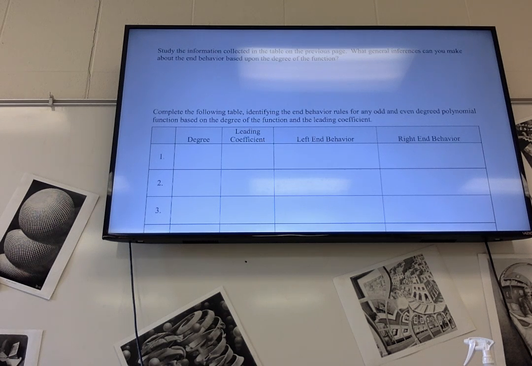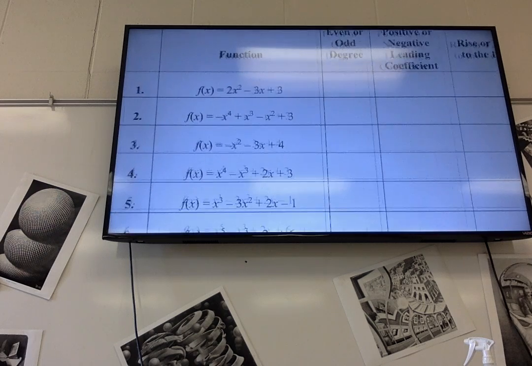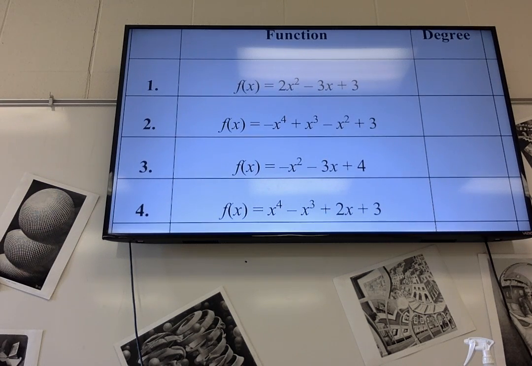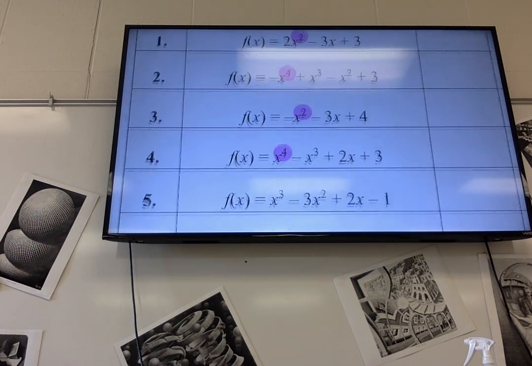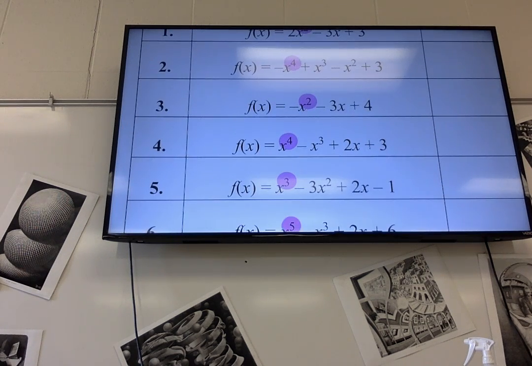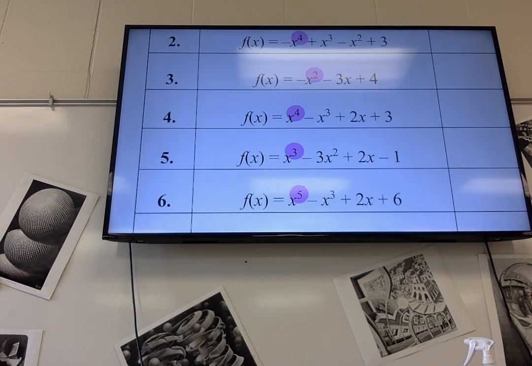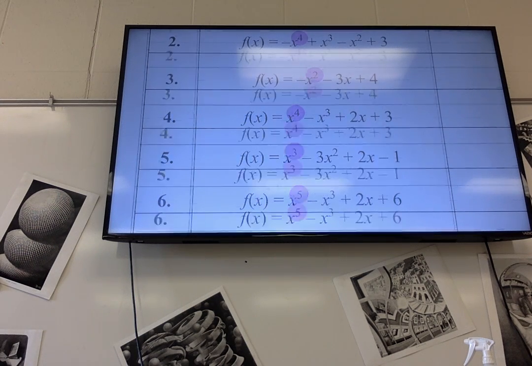So again, we're skipping that first page. It's okay, just because yesterday's class was cut short. So some inferences that we could make if we had filled out the first page about end behavior based upon the degree. By the way, the degree is just the highest exponent. So like 2, 4, 2, 4, 3, 5. The highest exponent out of the whole thing. Those are the degrees.